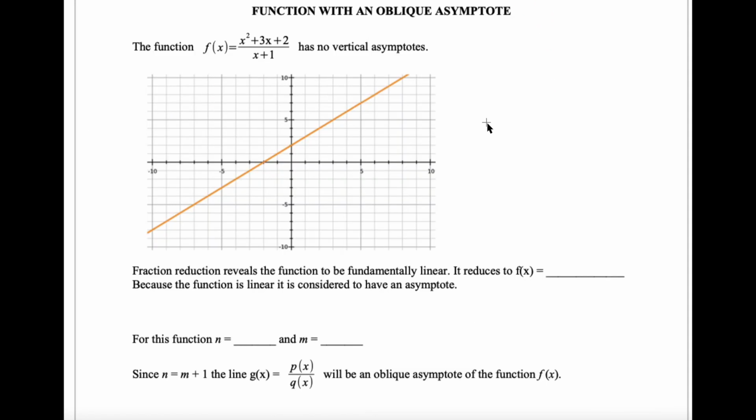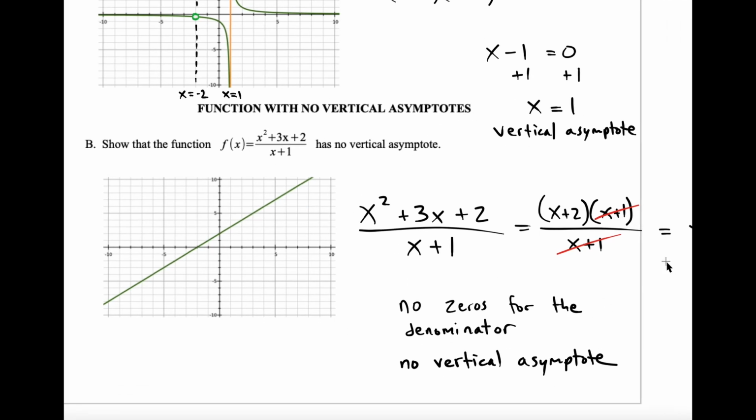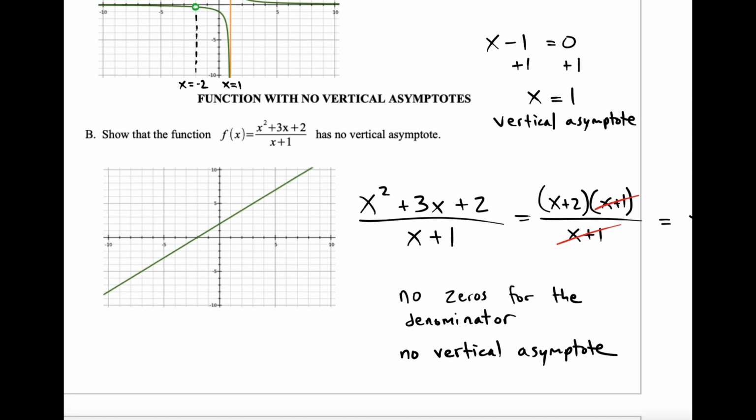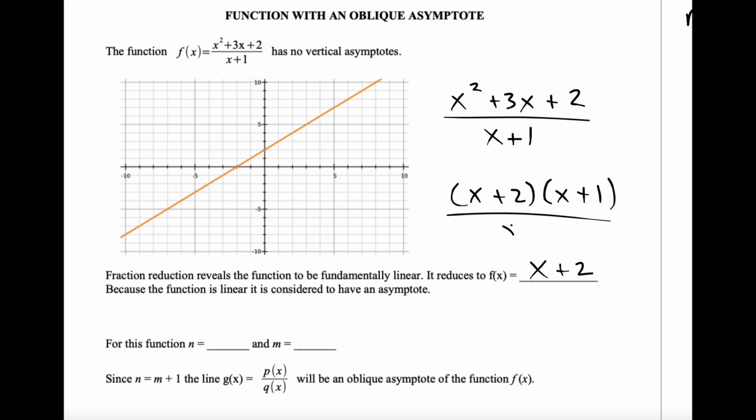It says here the function x squared plus 3x plus 2 over x plus 1 has no vertical asymptotes. We looked at this one earlier. We showed that its denominator completely canceled, and that's why it had no vertical asymptotes. But it doesn't mean that it doesn't have any asymptotes. For this function, when we do the reduction, it reduces to x plus 2. That's what we revealed earlier, because x squared plus 3x plus 2 breaks down into x plus 2 times x plus 1, and then the x plus 1's cancel. So it can be rewritten as x plus 2.